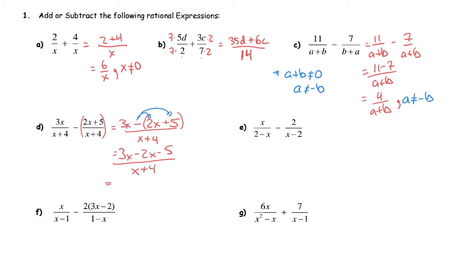And then 3x minus 2x is just x. There are no common terms with that negative that I can put together with that negative 5 over x plus 4. And then my non-permissible value here is going to be that x cannot equal negative 4. If x equals negative 4, then x plus 4 goes to 0. And I don't want that.